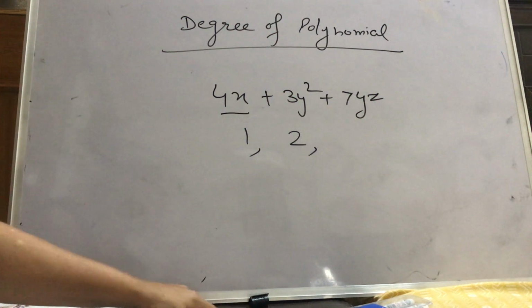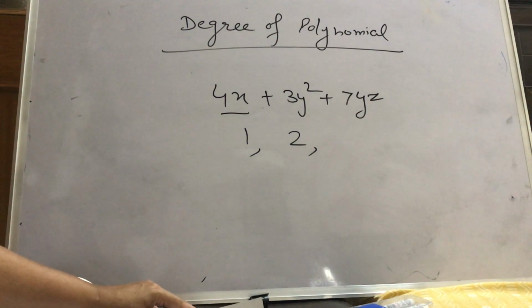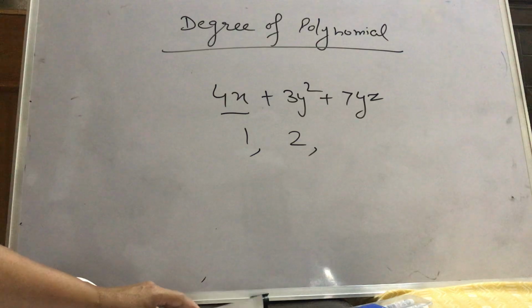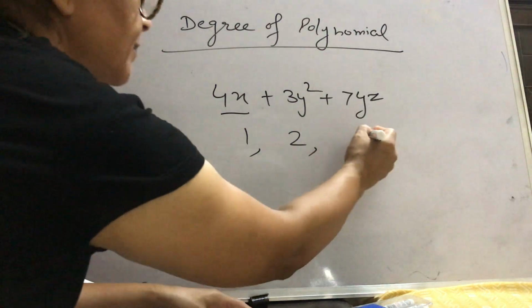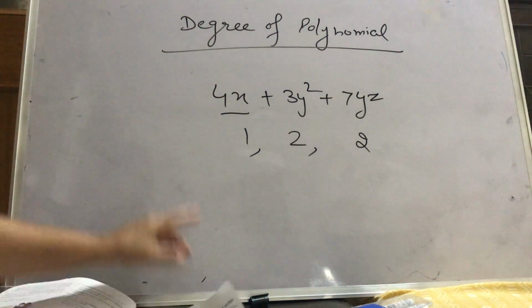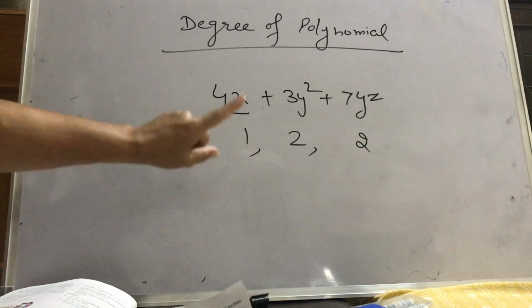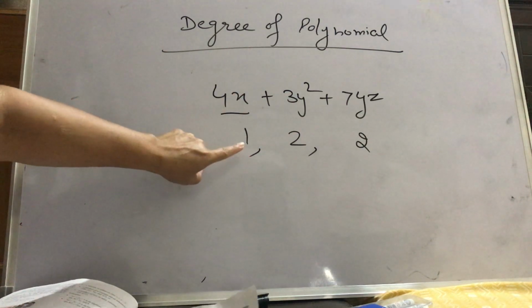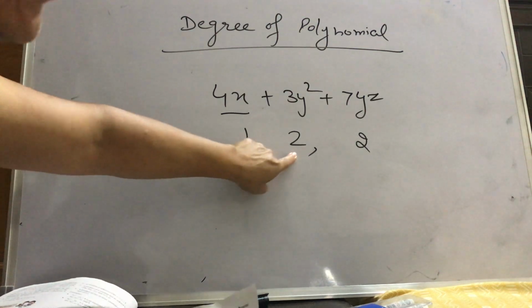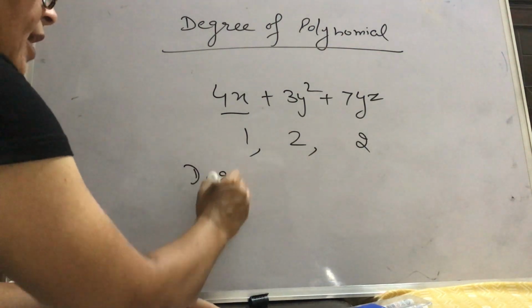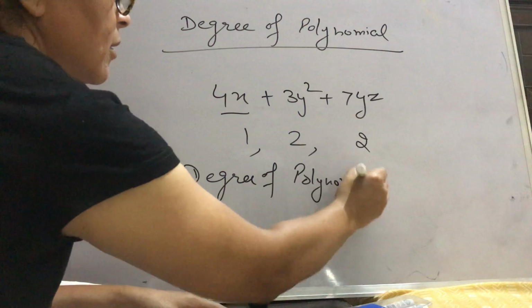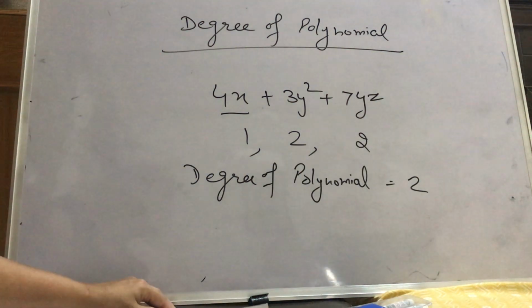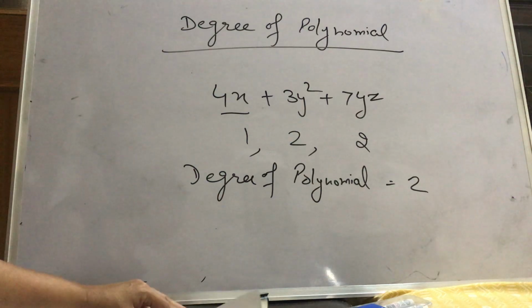And the third term is 7yz. Here two variables are used in this term. The first one is y and the second one is z, and the power of y is 1, z is 1. The total power of this term will be considered as 2. So this trinomial is having 3 terms, and the terms are having power 1 and then 2 and then 2. Then the degree of this polynomial will be 2. The highest degree is considered as the degree of the complete polynomial.